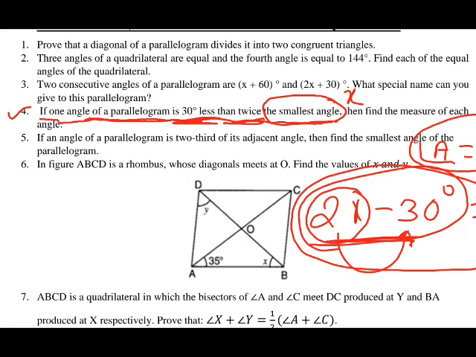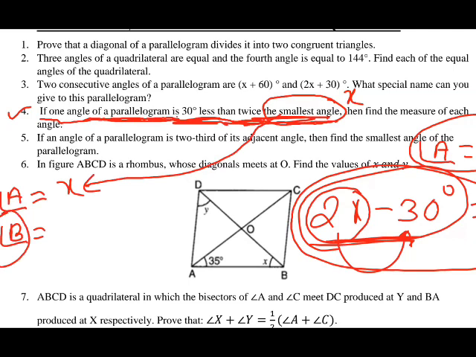If one angle of the parallelogram is... let's write angle A and angle B. There are two angles here. They have told that it is 30 less than twice the smallest angle. Let's keep angle A as x and let's keep it as the smallest angle, then angle B will be 30 less than twice the smallest angle.